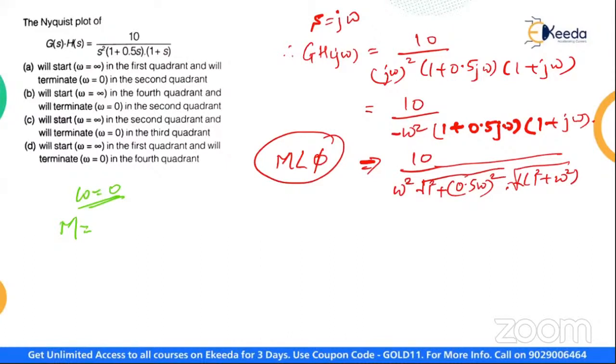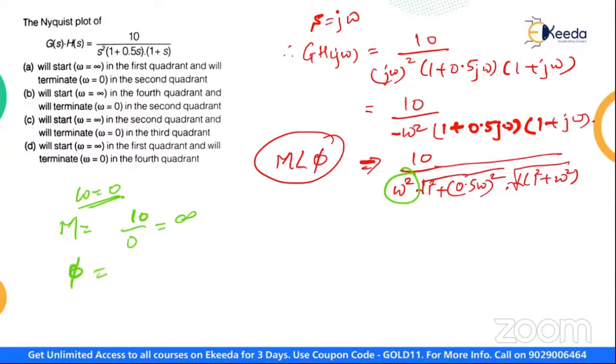Now what happens at omega equal to 0? Just replace omega equal to 0. What do you get? You get 10 upon 0, which is infinity, because omega squared is 0 squared, and 0 multiplied by anything is 0, and any number divided by 0 is nothing but infinity. So you have got a magnitude to be how much, sir? Infinity. Now what about angle, sir?